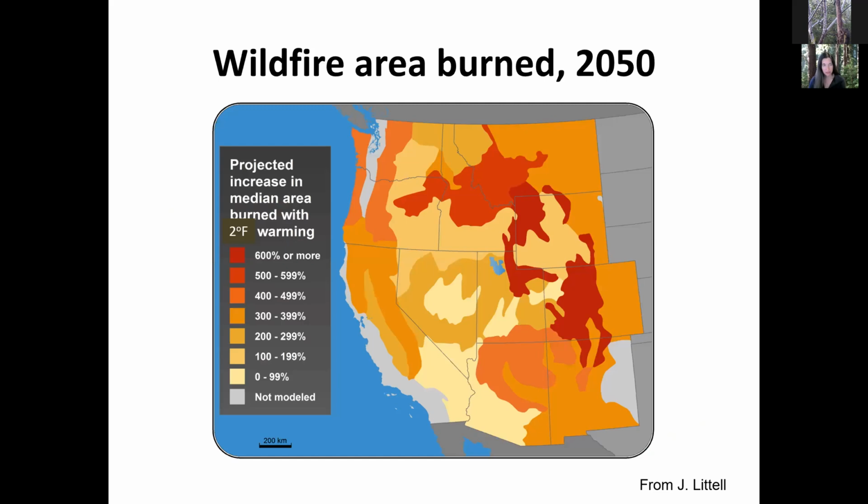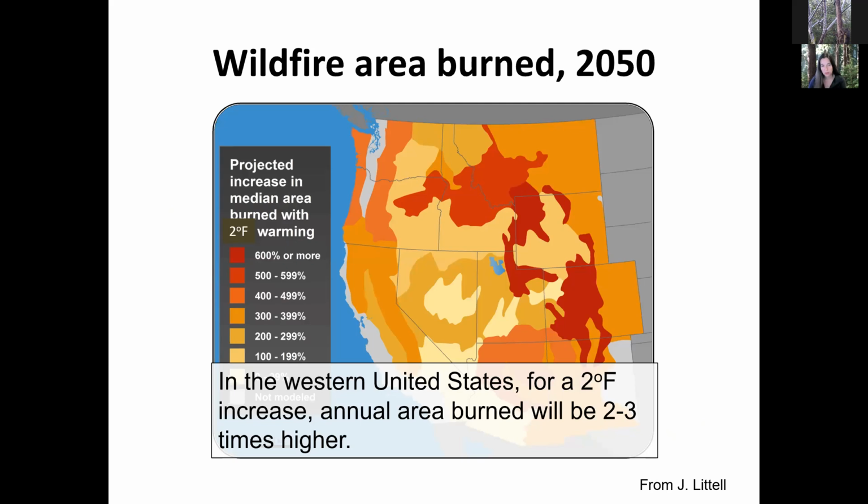So what are we looking at for the future in terms of area burned? There are a lot of different types of models we can use to look at that. Some are based on statistical relationships, some are based on more processes. This is from a statistical model, but overall we see that for about a 2 degree Fahrenheit increase in temperature, we expect the annual area burned to increase by about 2 to 3 times in the future.